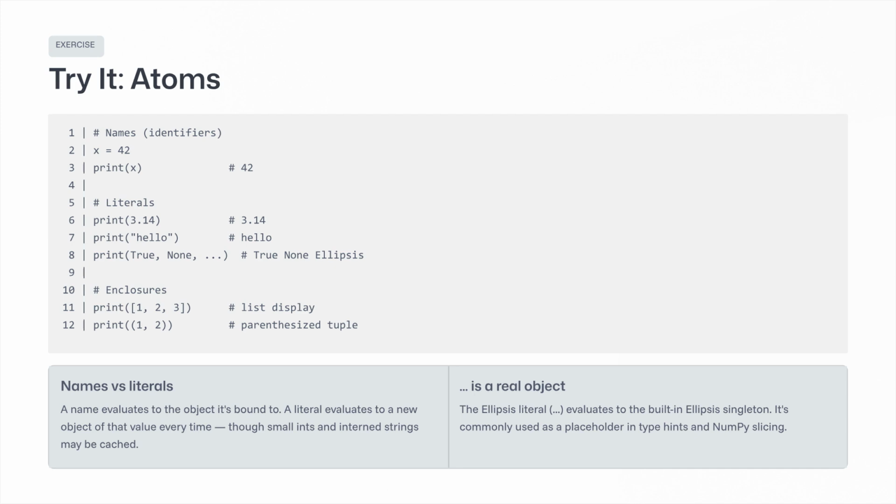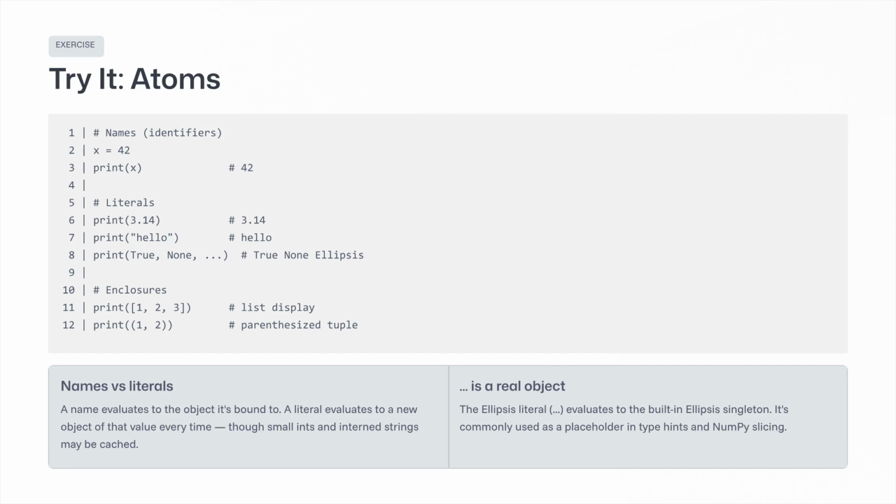Quick demo of all the atom types. Line 2, x equals 42. Line 3, print x gives us 42. That's an identifier atom, a name bound to an object. Line 6, print 3.14, a float literal. Line 7, print hello, a string literal.